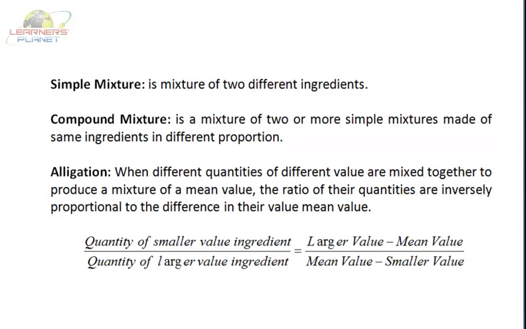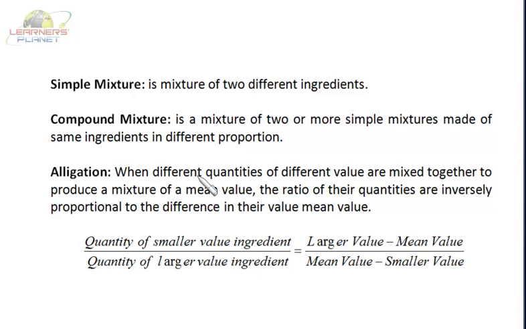Now let's see some definitions. A simple mixture is a mixture of two different ingredients. A compound mixture is a mixture of two or more simple mixtures made of the same ingredients in different proportions. The definition of allegation we have already discussed.